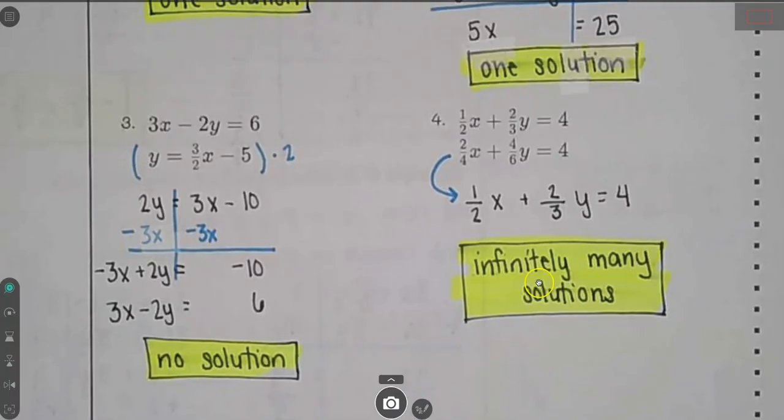For 3 and 4, this one I multiplied by 2 to get rid of the fraction. This gave me 2y equals 3x minus 10. I subtracted 3x. And when I lined these up, I realized I was going to get 0 on this side and something that wasn't 0 on the other side. So that's no solution. This one, oh, hold on. Oh, okay. 2/4 simplifies to 1/2. 4/6 simplifies to 2/3. So this is really the same equation as this one.